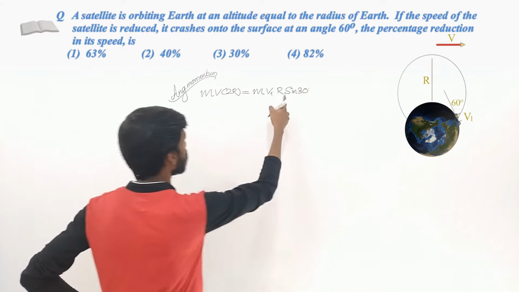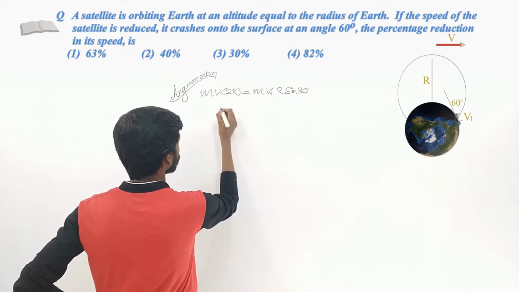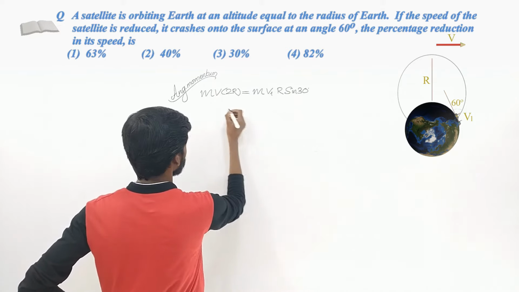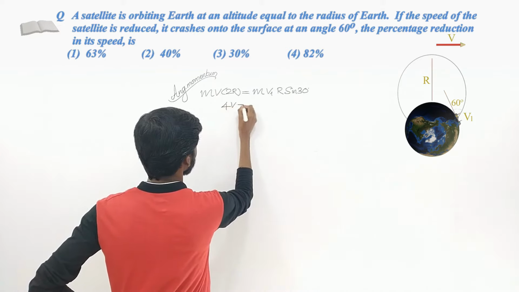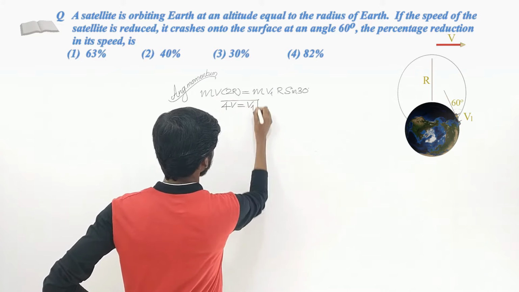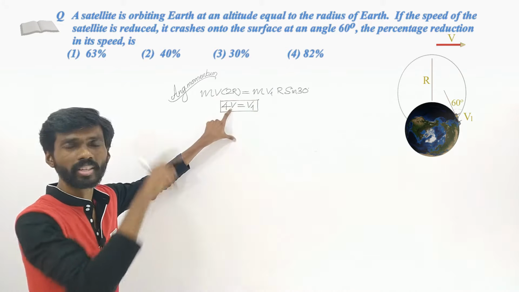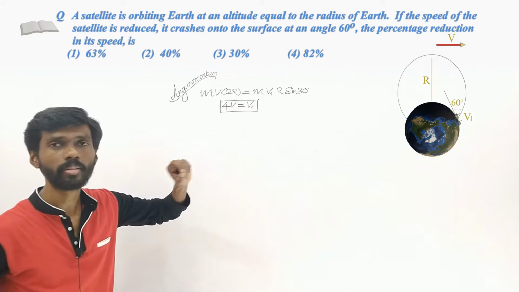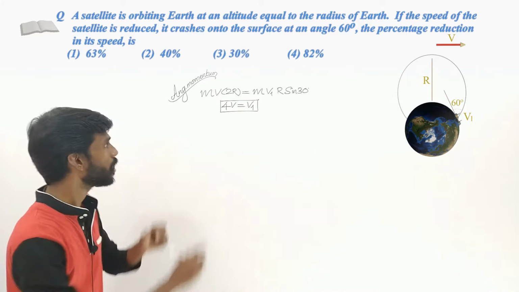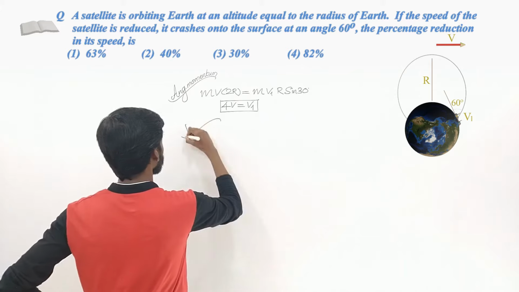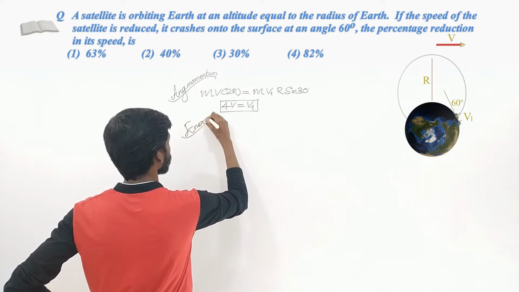If you simplify this, r gets cancelled, m gets cancelled. What we are left with: sin 30 is 1 by 2. So 4v is equal to v1. This is the relation between the two speeds. v is the reduced speed at the topmost point, and v1 is the speed just before the satellite hits the surface.